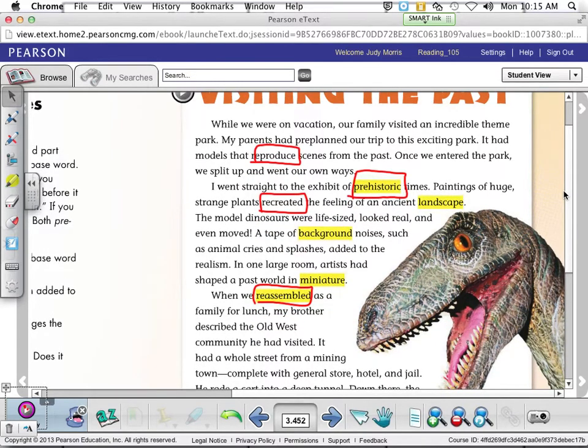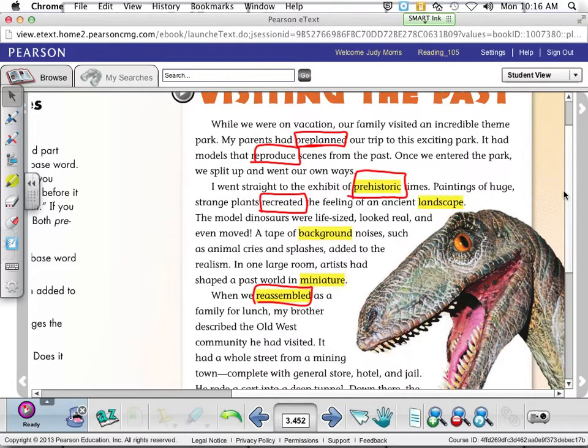So, for me, when I'm going through it, I'm trying to find out what the word means. Okay? I look around the words to see the words that are around them, to figure out what context clues I have to figure out what the word means. For example, it says, my parents had pre-planned our trip to this exciting park. Well, I know that pre means before, so that means to plan before. Okay, so if pre-plan is there, we know that we're planning before we go on our trip.